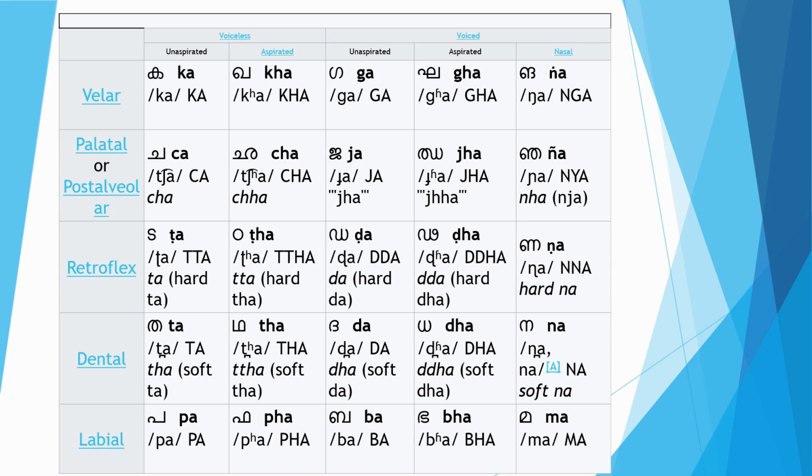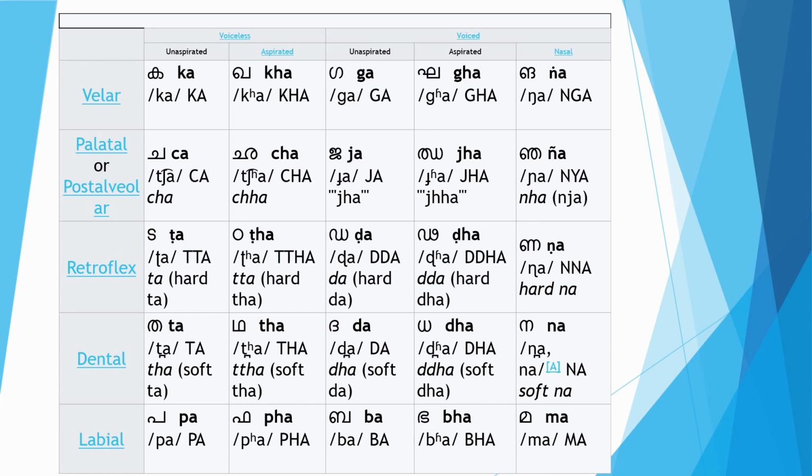Like the first row, as you can see, it is classified as velar. The velar consonants are articulated with the back part of the tongue against the back part of the roof of the mouth. When I pronounce it, you can really understand it. They are ka, kha, ga, gha, nga.